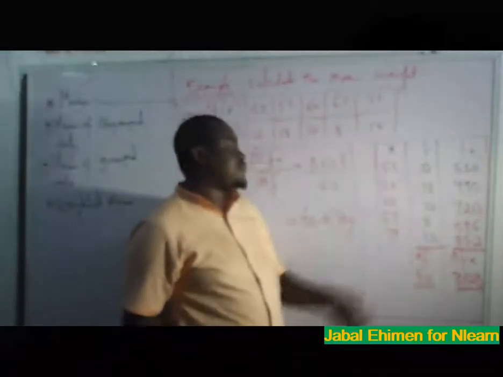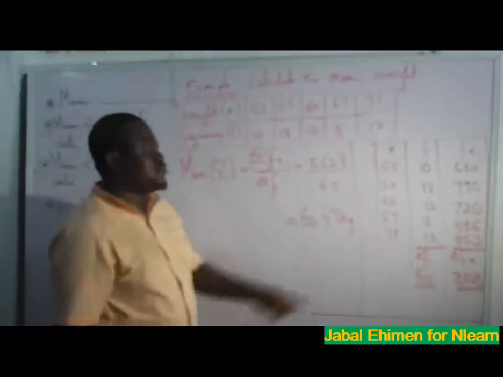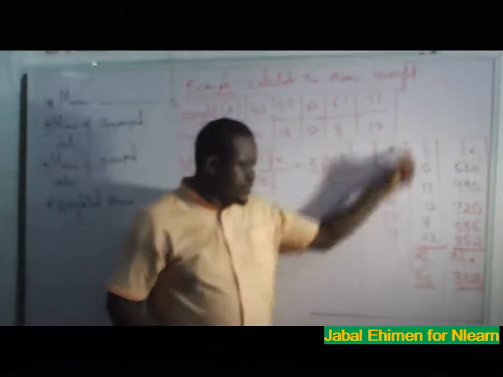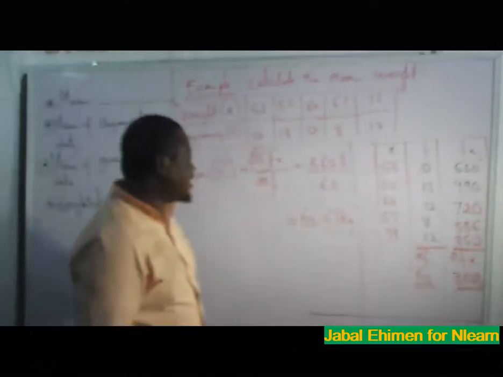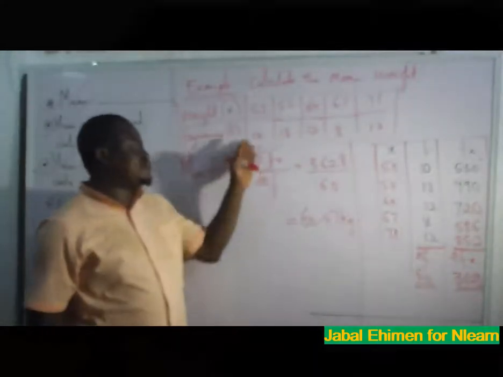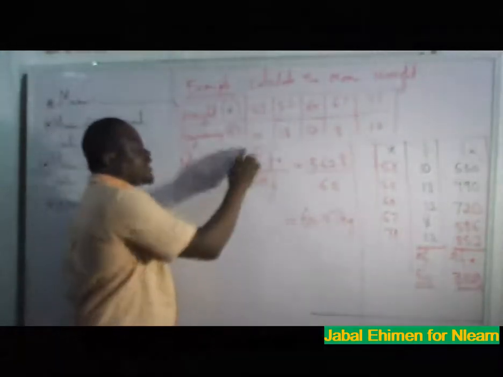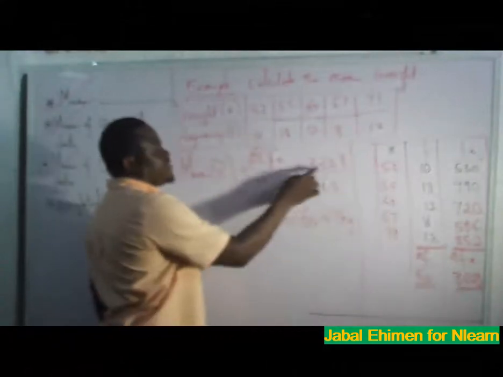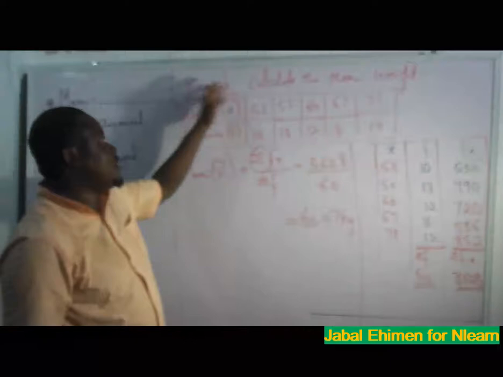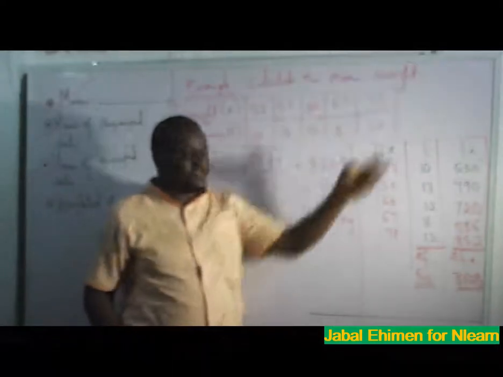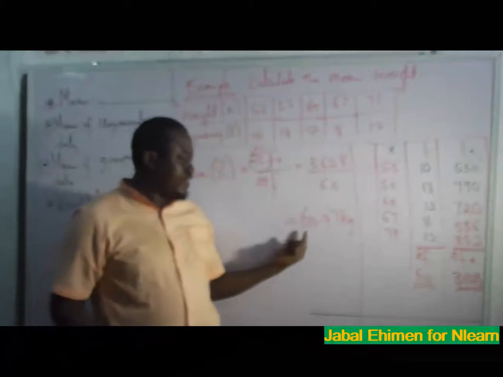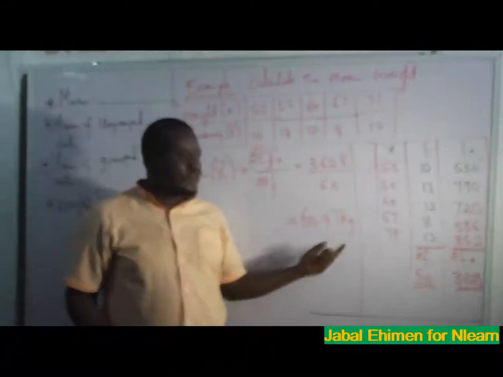So summation f itself, if you add 10, 18, 12, 8, 12, you have the value of 60. Now that brings us back to the mean, which is bar x. Bar x is summation fx divided by summation f. So whatever we got at this fx, we place it here, 3628 divided by 60. So automatically the mean weight of the whole of this grouped data gave us 60.47 kg.